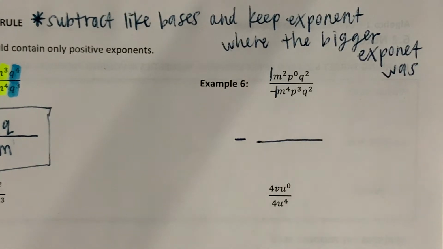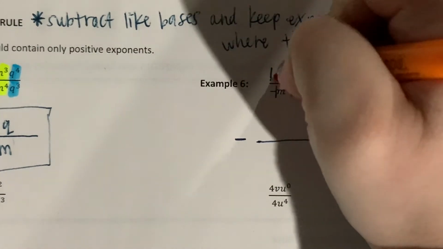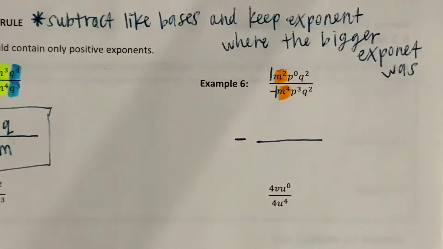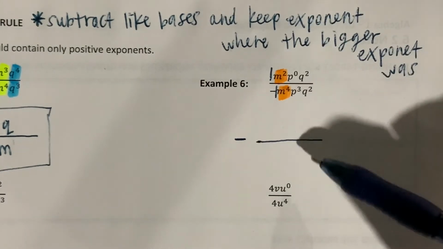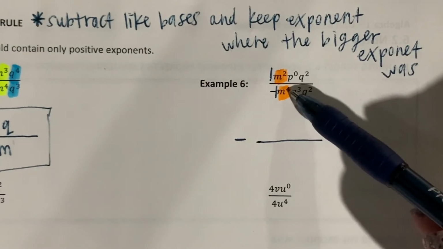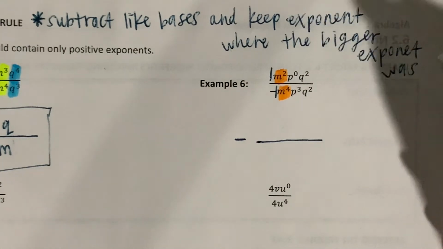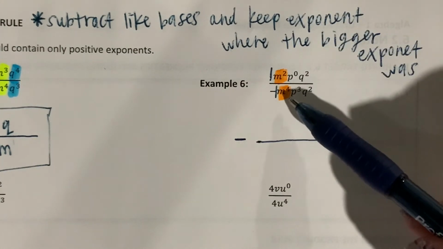So now let's start to combine. So I've got m squared and m to the 4th. So those would be like bases, m and m. So I will subtract the exponents. 4 minus 2 is 2, and I'll keep it where the bigger exponent was.